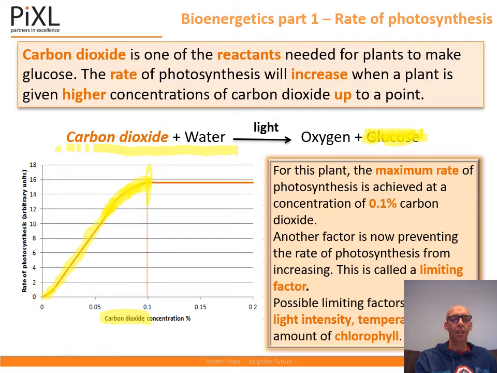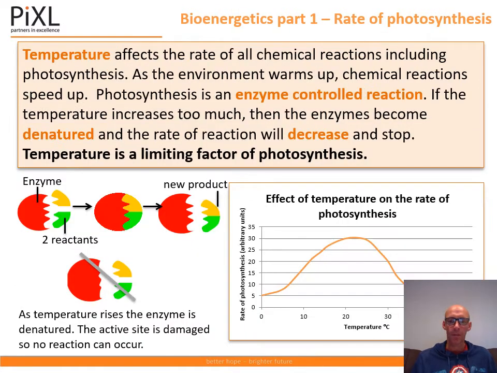So this point here would be the optimum concentration. So 0.1% of carbon dioxide, the optimum. So inside a greenhouse, you might add carbon dioxide to help photosynthesis go even faster.